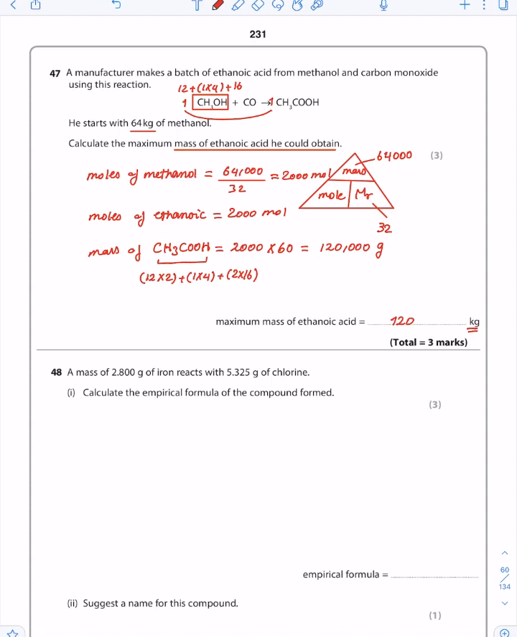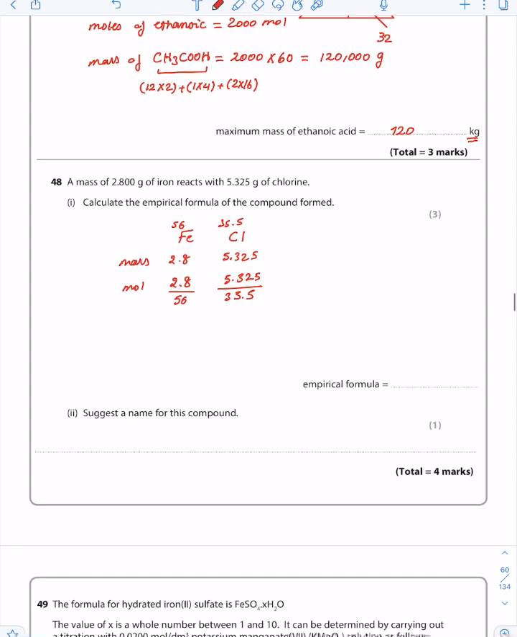Question 48. A mass of 2.800 gram of iron reacts with 5.32 gram of chlorine. Calculate the empirical formula. We put the mass of iron, 2.80, and the mass of chlorine, 5.325, and convert these masses into moles. We divide mass over atomic mass to give us the moles. The moles of iron will be 0.05 and the moles of chlorine 0.15.